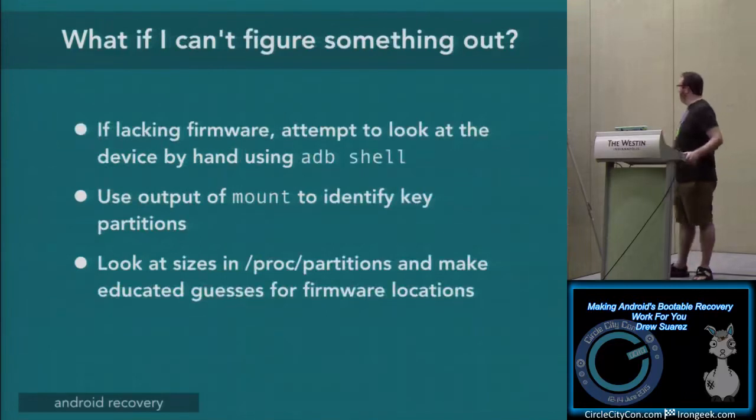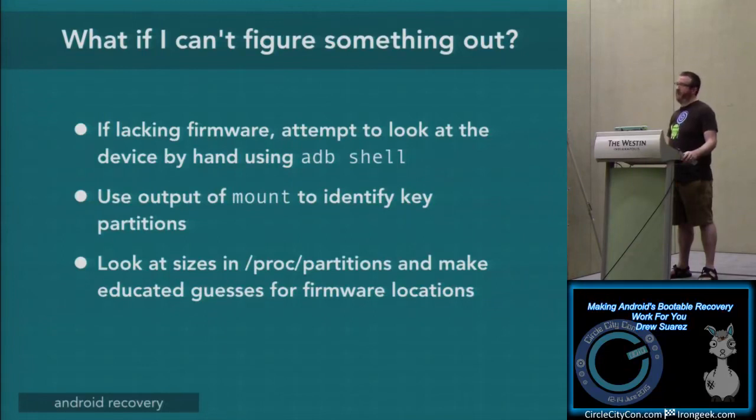So what if I can't figure these things out? This happens. Sometimes you just have a really tough device to look at. If you're lacking the firmware, you can kind of just do this by hand with a dumb shell user with ADB shell. The output of mount will help you at least identify a few key partitions. And then you can look at the sizes in proc partitions and sort of make educated guesses on where things are. So if you have a partition that's 2 gig, this is not going to be a boot firmware.